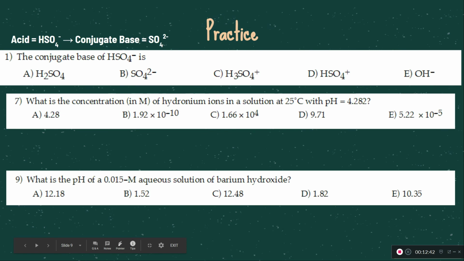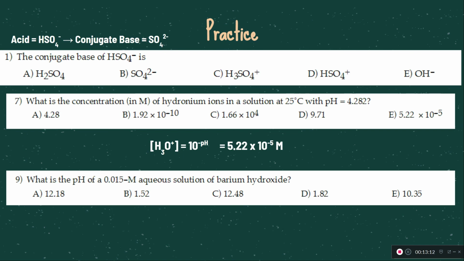The next question asks, what is the concentration in molarity of hydronium ions in a solution at 25 degrees Celsius with a pH of 4.282? Well, we can plug this in using the inverse log function, 10 to the power of, and solve for the hydronium ion concentration. So the concentration is equal to 10 raised to the negative pH. We plug that number in, and what we get is 5.22 times 10 to the negative fifth. Remember, these are concentrations, so you're going to want to use molarity.